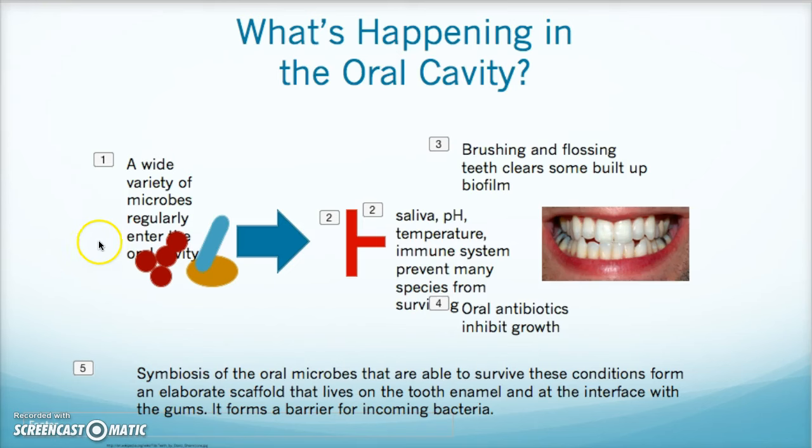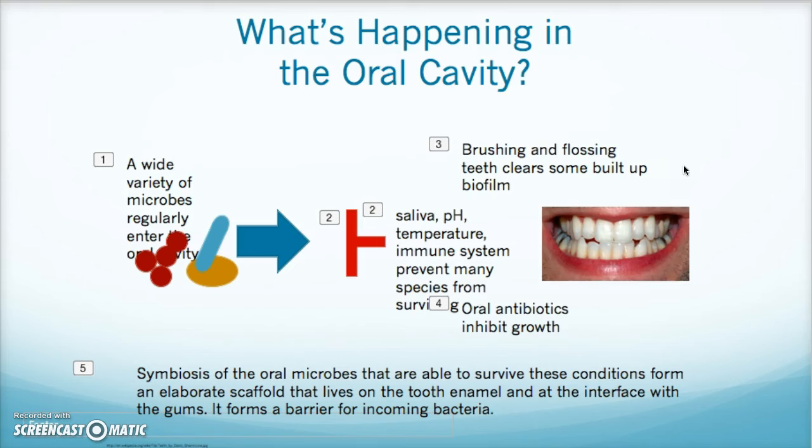And there's a wide variety of microbes that are regularly entering the oral cavity through either breathing or through ingestion. We have saliva that has a low pH, also the temperature, and some immune system cells that can prevent species from surviving in the mouth. Oral antibiotics can inhibit growth, though, of some of these healthy bacteria of the mouth. Brushing and flossing we do of the teeth, and this will clear some of that built-up biofilm.